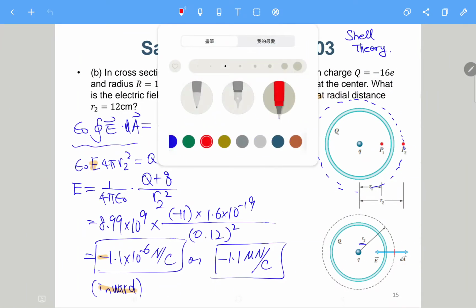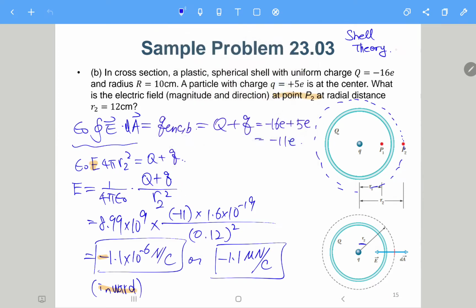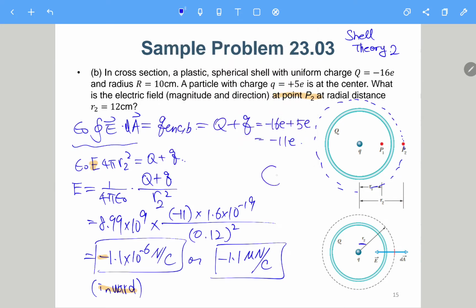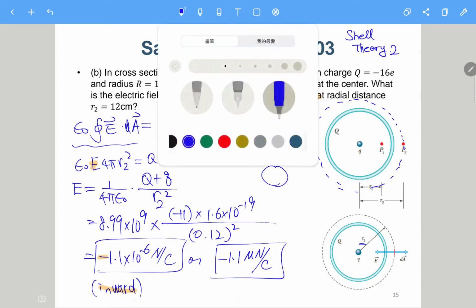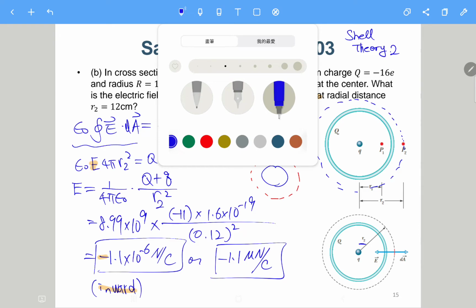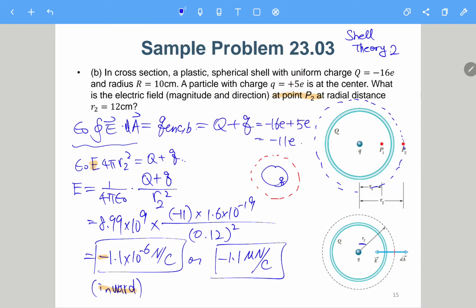This is shell theory number 2. For shell theory number 2, it means that if we have a sphere and the charges distribute uniformly, and we have a Gaussian surface outside, it's just like the charge Q, which is distributed on the sphere uniformly, is all distributed at the center.